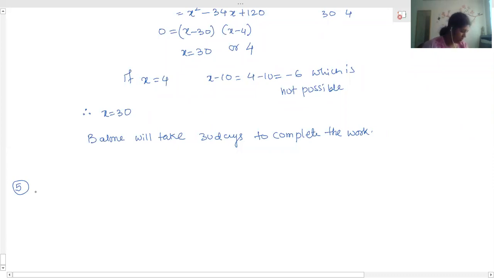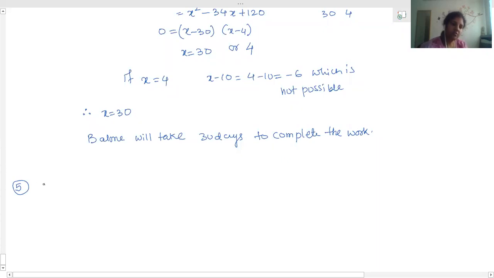To fill a swimming pool, two pipes are used. If the pipe of larger diameter is used for 4 hours and the pipe of smaller diameter for 9 hours, only half the pool can be filled. Find how long it would take for each pipe to fill the pool separately, if the pipe of smaller diameter takes 10 hours more than the pipe of larger diameter to fill the pool.